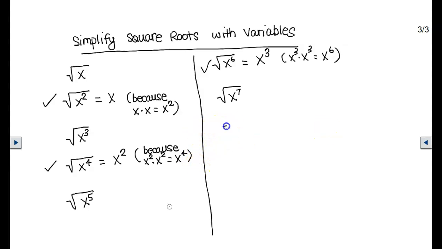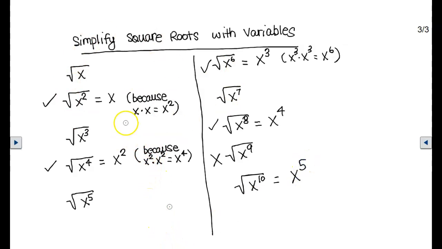So that should mean I should be able to do the square root of x to the 8th. And the exponent should be half of what it is right now. So that should be x to the 4th. If I try to do x to the 9th, can't do that. Okay, if I try to do x to the 10th, I can do that. Half of 10 is 5, so that should be x to the 5th.